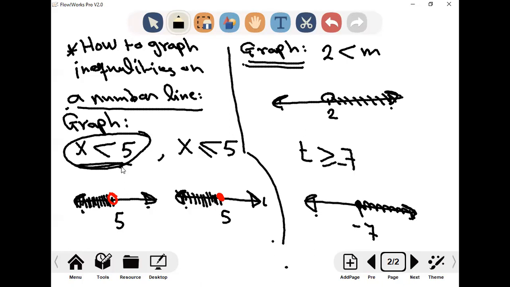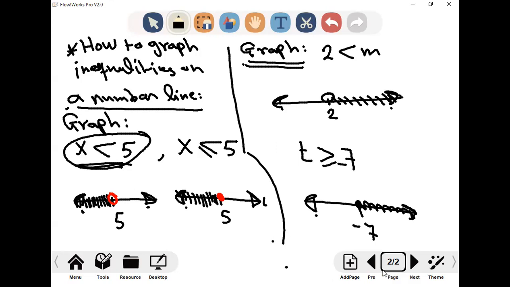Hollow circle, graph to the left. Same idea here, but to the right because we have more than. Is this difficult? It's easy. Now, this is how we graph the inequalities with one variable.